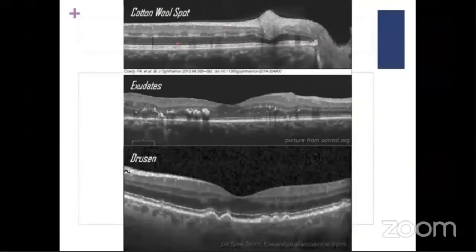This is a case of cottonwool spots where you can see there is a hyperreflectivity in the nerve fiber layer corresponding to the cottonwool spot. This is a case of hard exudates where you can see a hyperreflectivity in the outer plexiform layer along with backscattering. This is again showing drusen.